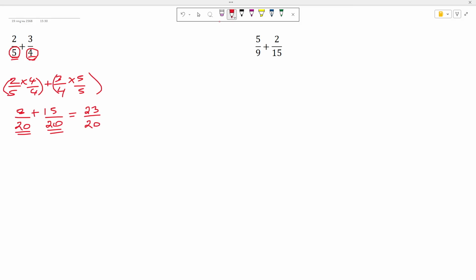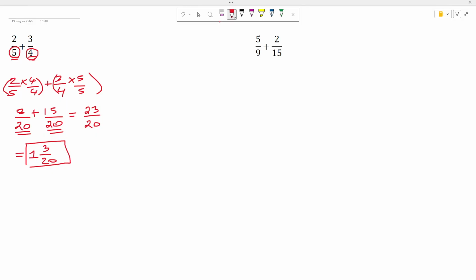Alright guys, now if you take a look at it, we know that this is an improper fraction, and in some cases the question will ask you to change it to a mixed number. So in this case, the final answer will be 1 and 3/20th. Alright guys, now if you guys don't know how to convert an improper fraction to a mixed number, please comment below and I'll make sure to make a video on it.